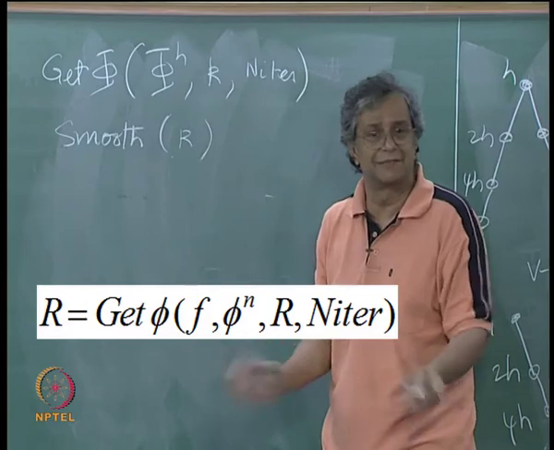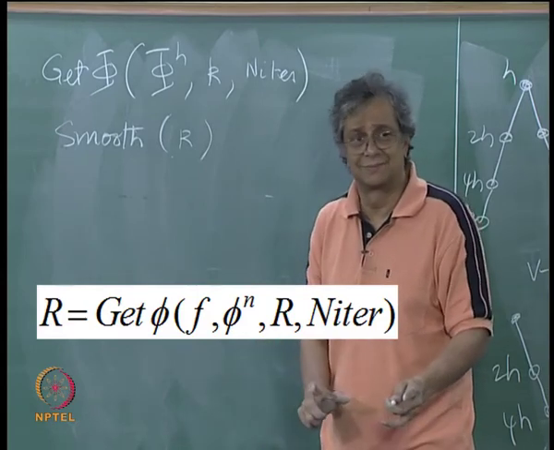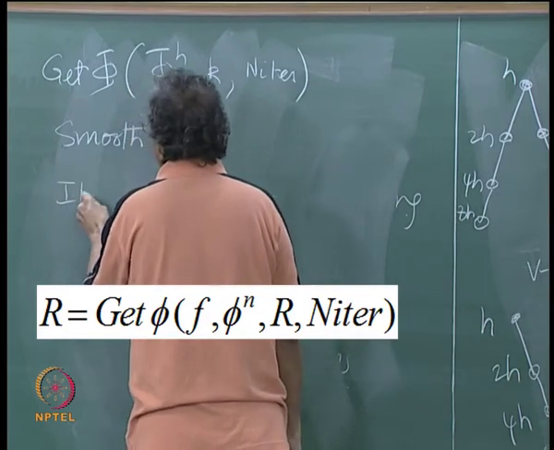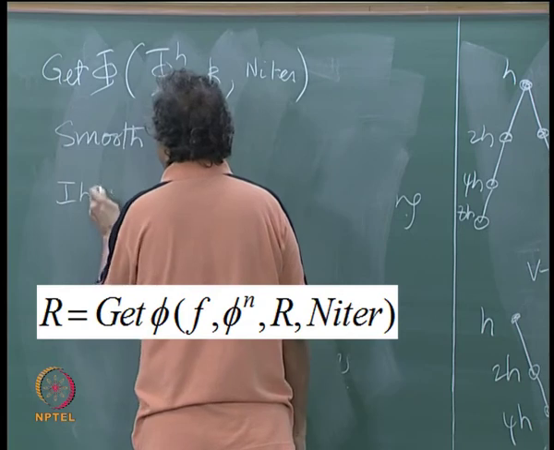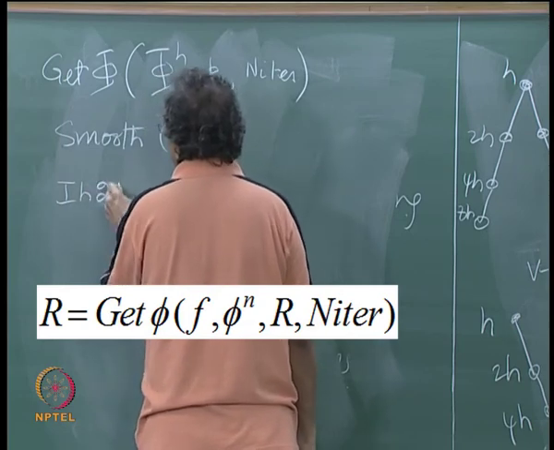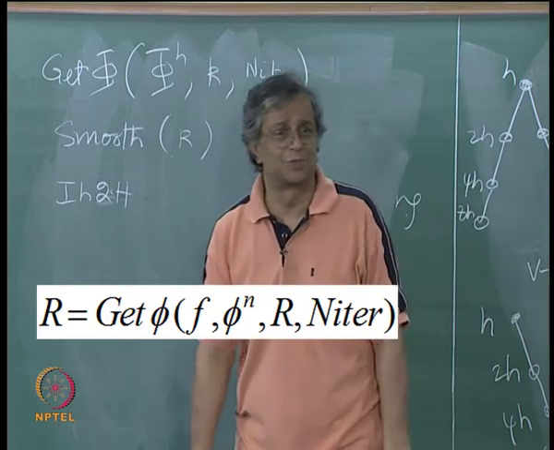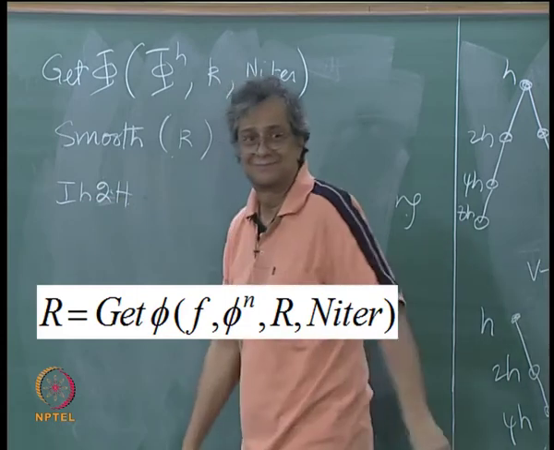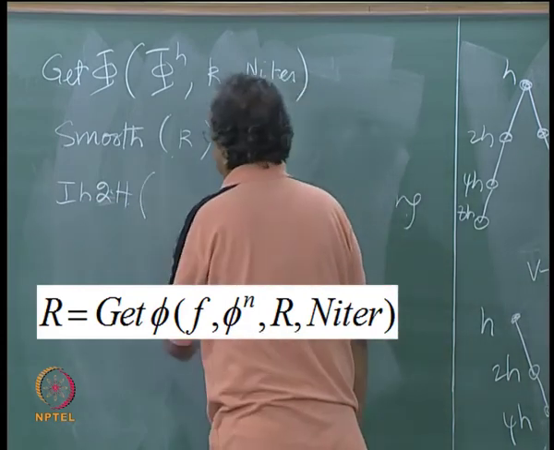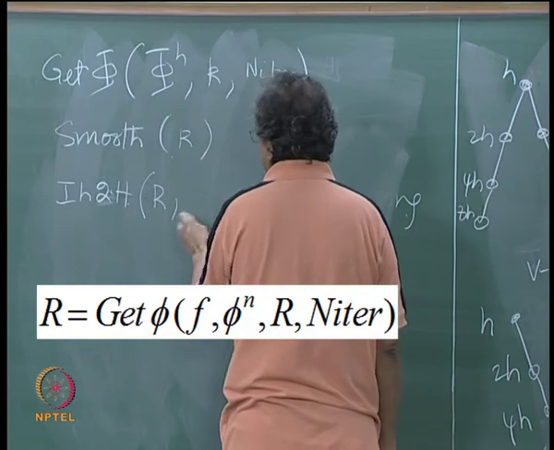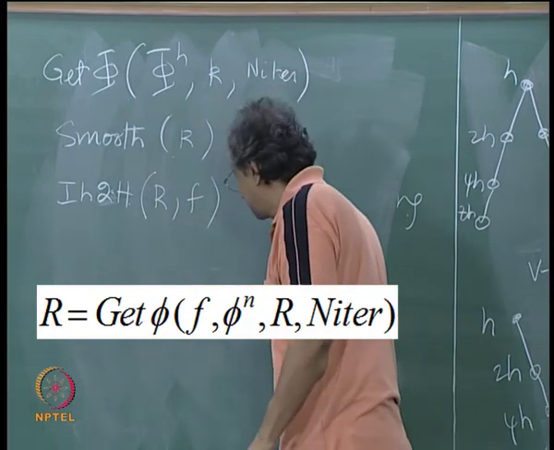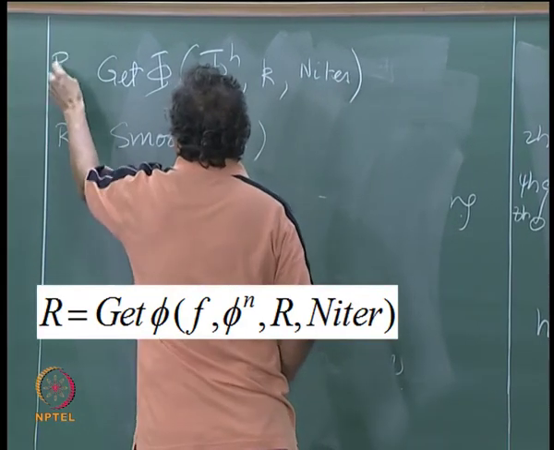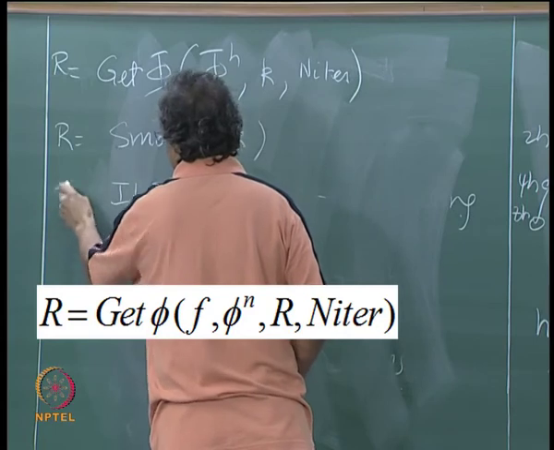Then what is the other critical thing that you need? Transferring. You understand what I am saying? So you have to have something like I_h^2h, or whichever, I don't know what you call it, let's make it capital H, otherwise we will have too many 2Hs. Fine grid to coarse grid, or it takes R and gives back F, whichever way you want to do it. So this gives me R, this also gives me an F.